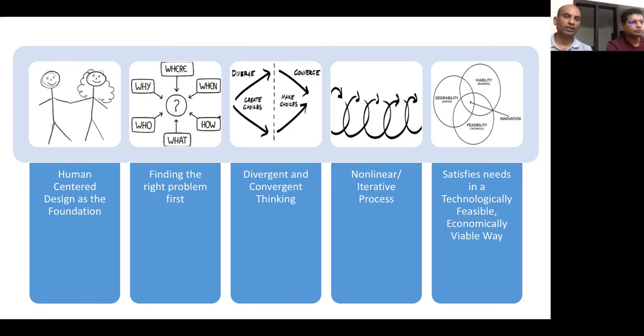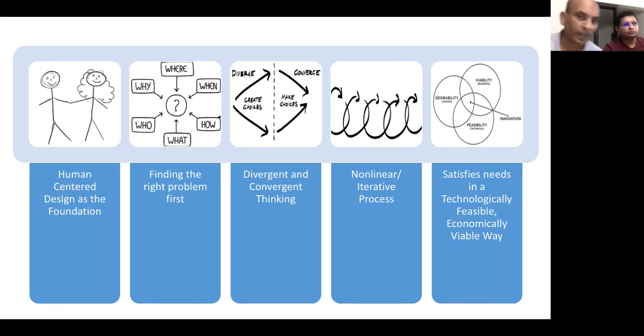So I talked about iterative process, that design thinking is all about iteration. You design something, you take feedback, you go back, redesign it, take feedback, make prototypes, take feedback. So it's an iterative process. The last but definitely not the least is you satisfy needs in a technologically feasible and economically viable way.